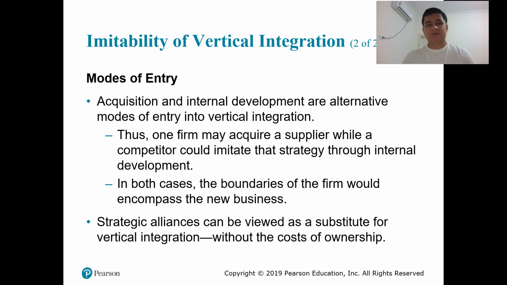And on the immutability of vertical integration, the second one is modes of entry. Acquisition and internal development are alternative modes of entry into vertical integration. Thus, one firm may acquire a supplier while a competitor could imitate the strategy through internal development. In both cases, the boundaries of the firm would encompass the new business. Strategic alliances can be viewed as a substitute for vertical integration without the cost of ownership.